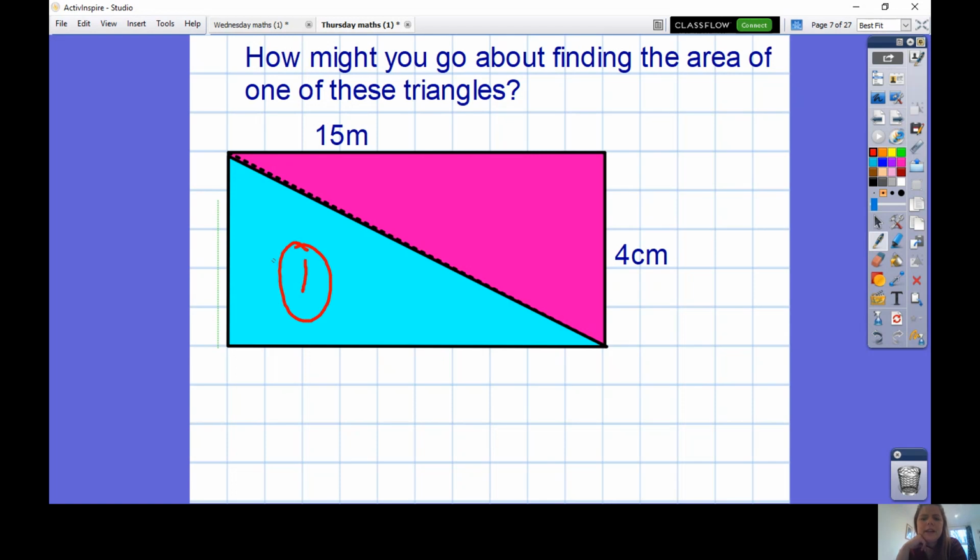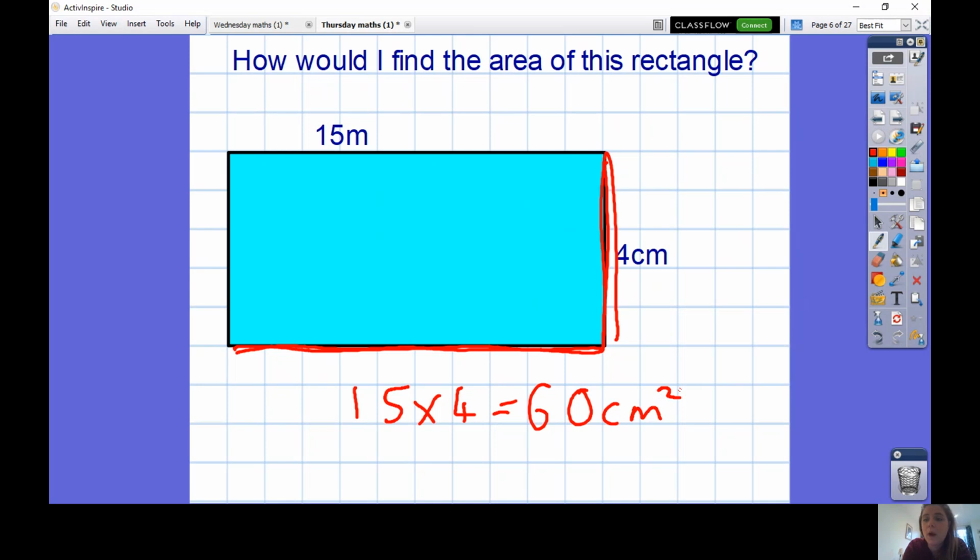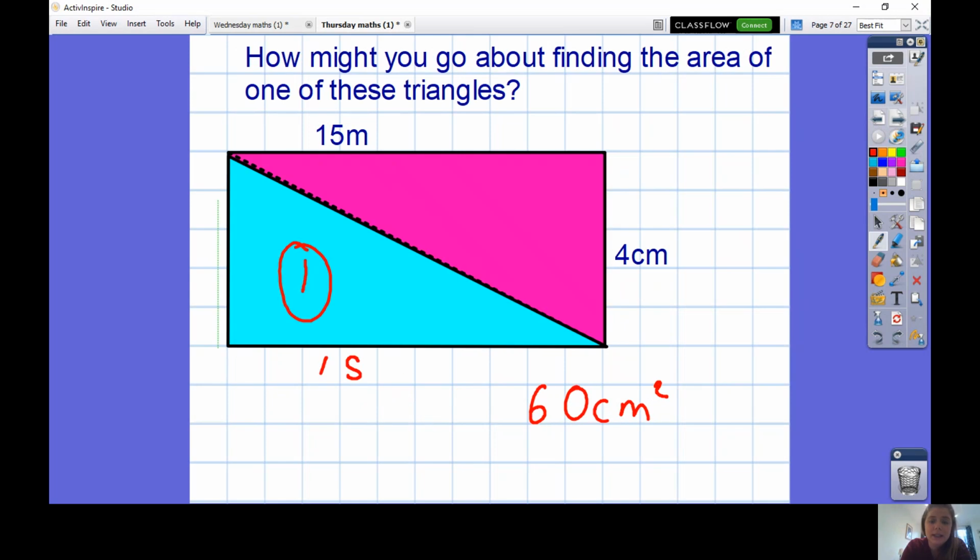Have a little think for a moment, and I'm going to tell you the answer in a second. Well done if you thought that I could do the base, 15 times 4, which gives me 60 centimetres squared. Sorry, I forgot to say squared on the previous answer. I apologise, it's squared. The total is 60 centimetres squared, but I only want half of it. Therefore, I just need to divide by 2. 60 centimetres squared divided by 2 is 30 centimetres squared. And that's exactly how you find the area of a triangle.